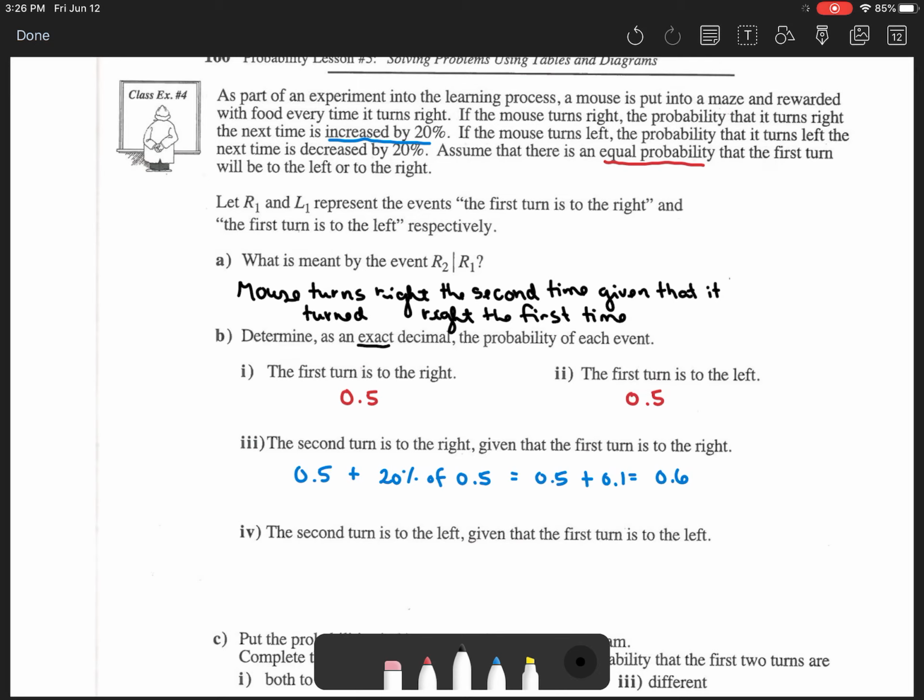Now in the next one, the second turn is to the left, given that the first turn is to the left. And then the write-up again says if the mouse turns left, the probability it turns left the next time is decreased by 20%. So a very similar looking calculation, but this time I subtract 20% of 0.5, okay? So that is going to be 0.5 minus 0.1, so this gives me 0.4.